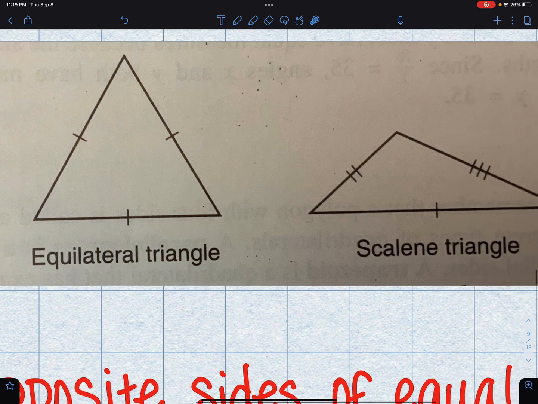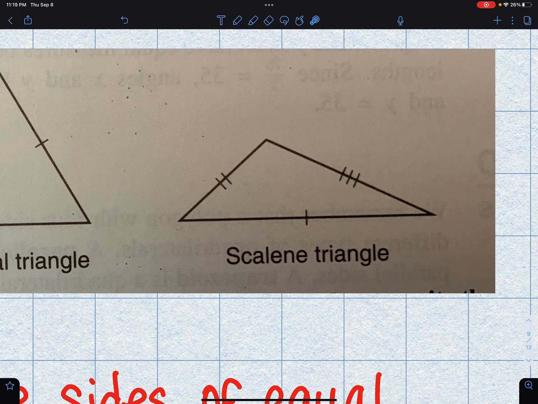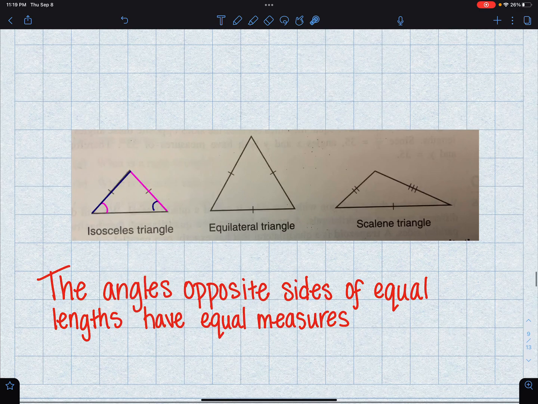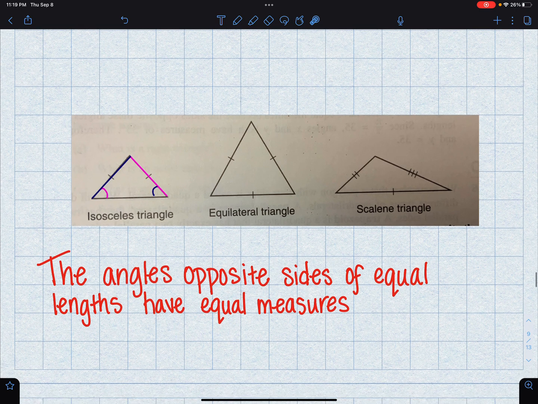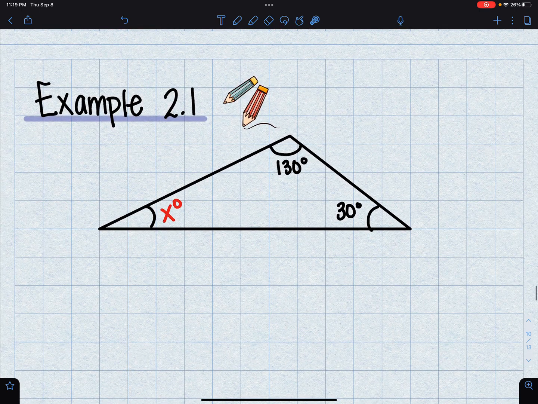And this is cool too in a scalene triangle, because if none of the segments are equal, then none of these angles are going to be the same. They just won't be the same. All right, let's do some examples, because with math, it's hard to explain these things. You have to do an example to be like, oh, I get it now.